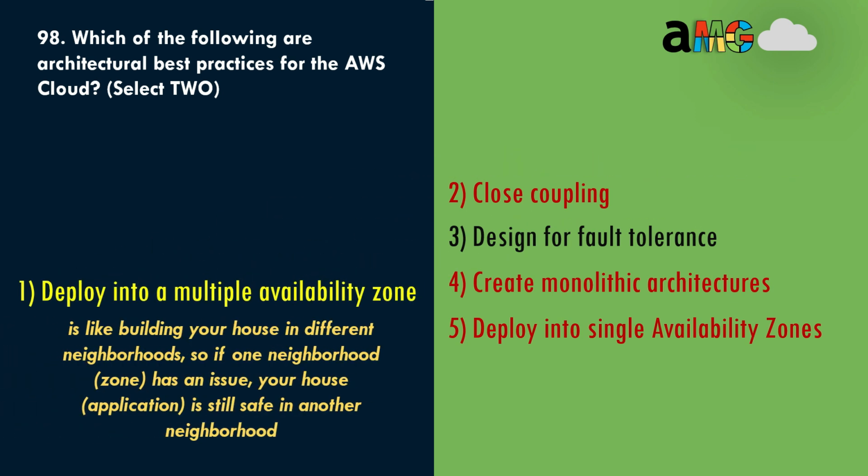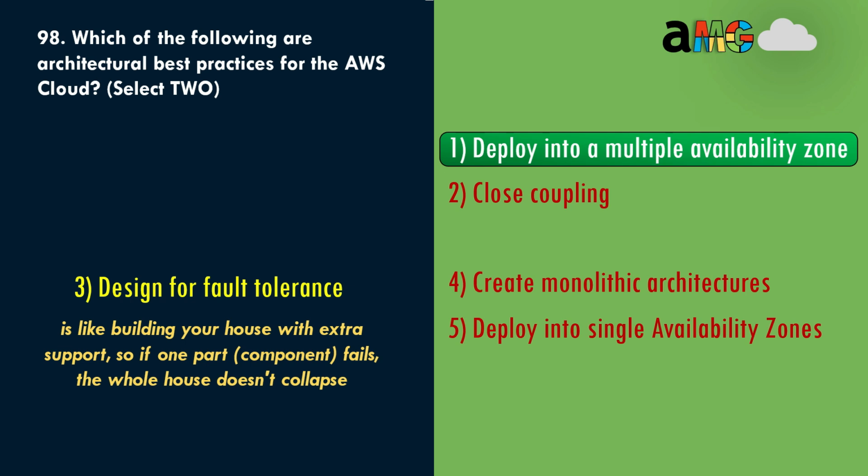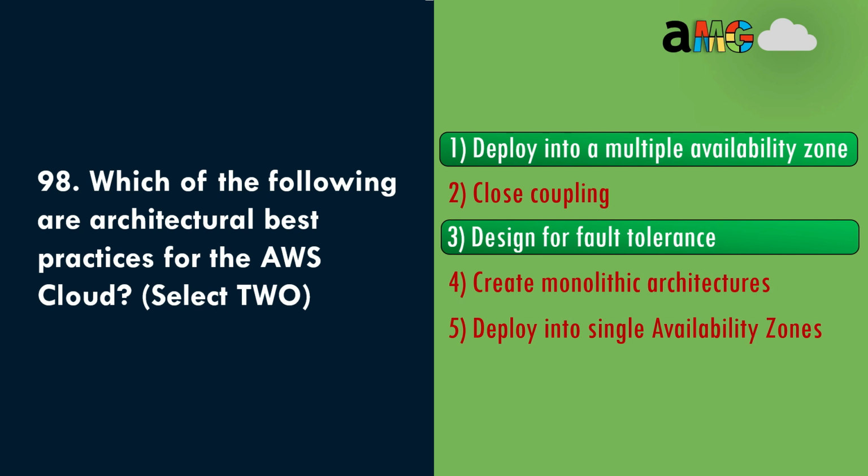Now deploy into multiple availability zones is like building your house in different neighborhoods. So if one neighborhood has an issue, your house is still safe in another neighborhood. So this is the correct answer. On the other hand, design for fault tolerance, option 3, is like building your house with extra support, so if one part fails, the whole house doesn't collapse. Okay, so this becomes your correct answer too. Option 1, option 3.